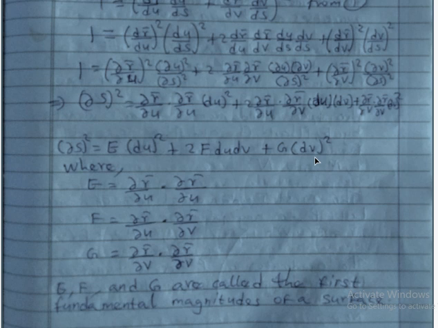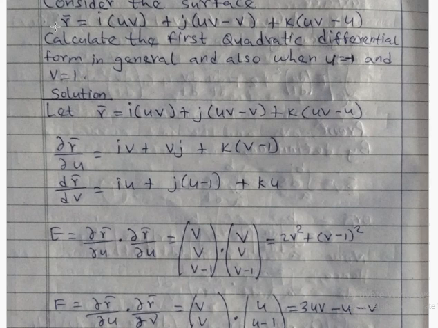So let's consider a numerical example. We have been given a surface whose equation is vector r equals i uv plus j times (uv minus v) plus k times (uv minus u).